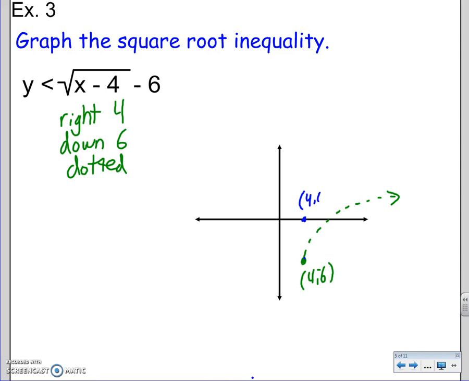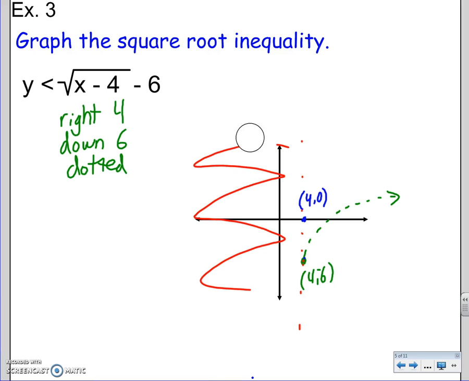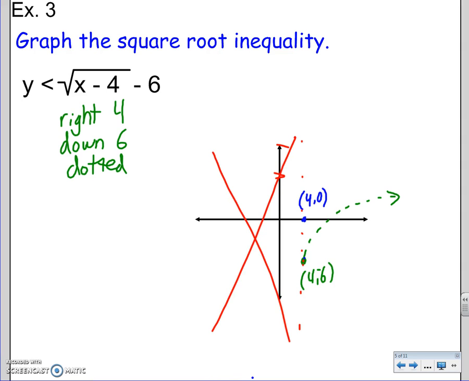That's our test point. I'm going to plug it in and see if it's true. If it's true, shade with the test point, meaning above. If it's false, shade in the area without the test point, meaning below. So you're going to be above the curve or below the curve. We're avoiding the whole left side. Don't go over here. Let me just draw a big X there. Avoid that area.